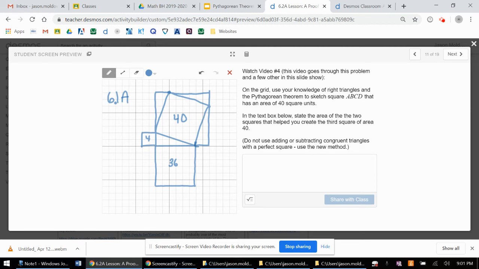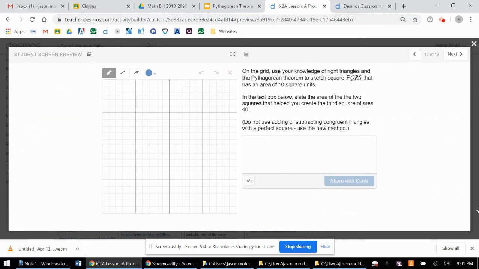Some problems might have more than one option, but usually there is one primary choice on how to do this. So we want two squares that are built off of the legs, with vertical and horizontal sides, and then one square that's leaning or tilted or rotated off of the hypotenuse. We're going to look at one more example.